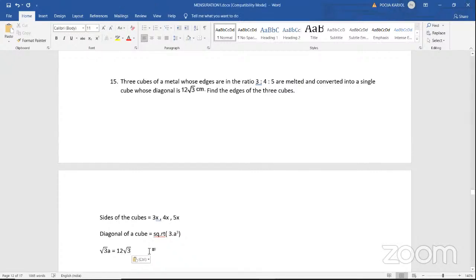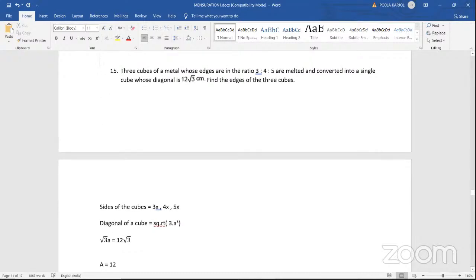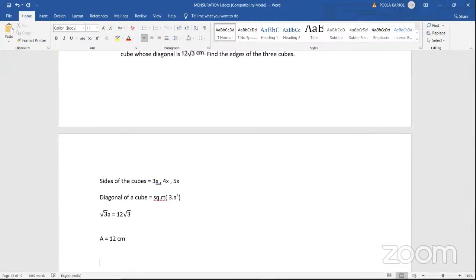Root 3 cancels. A is equal to what? They've not given centimeter or meter, so centimeter. The side of the bigger cube is 12 centimeter. Now the volumes will be equal, as I told. The volume of these cubes combined will be equal to the volume of the bigger cube.